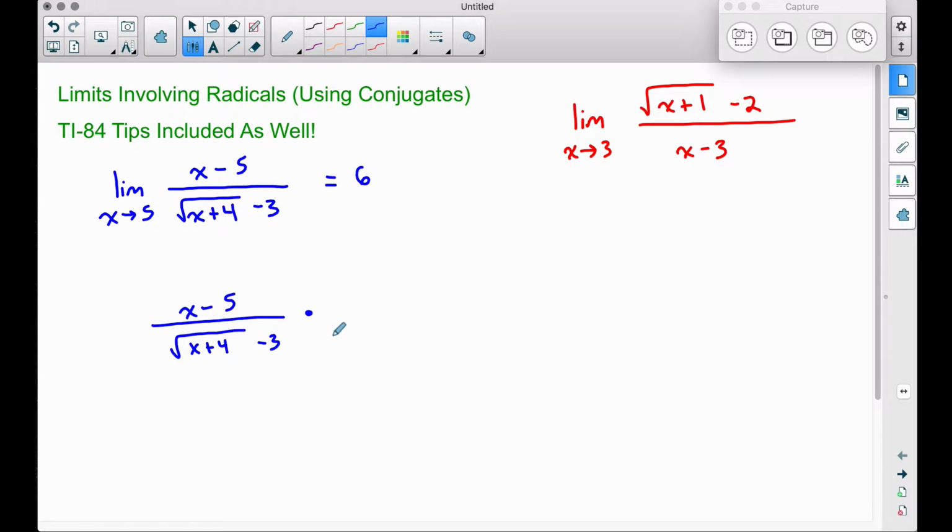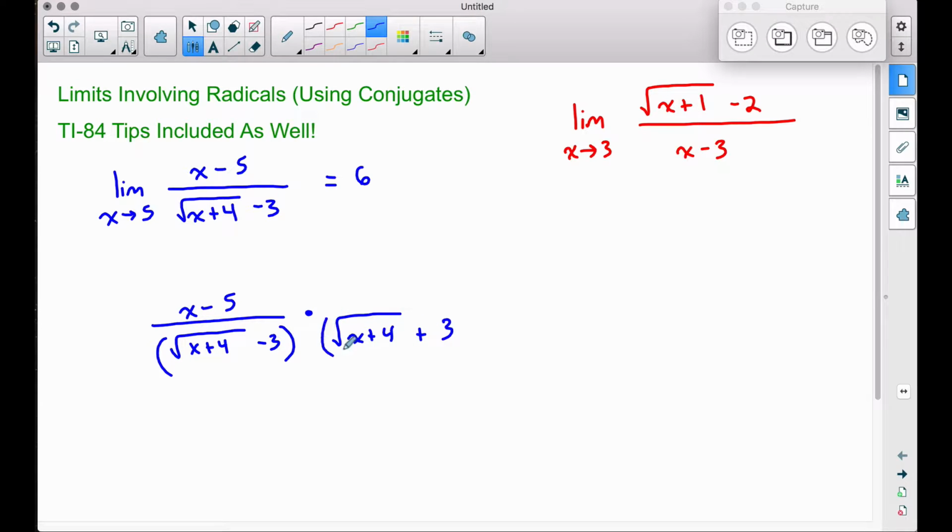So the conjugate of the denominator is going to be square root of x plus 4, plus 3. I have two terms down here. I have this radical term and then I have this 3, and I'm simply changing that middle sign in between my two terms.